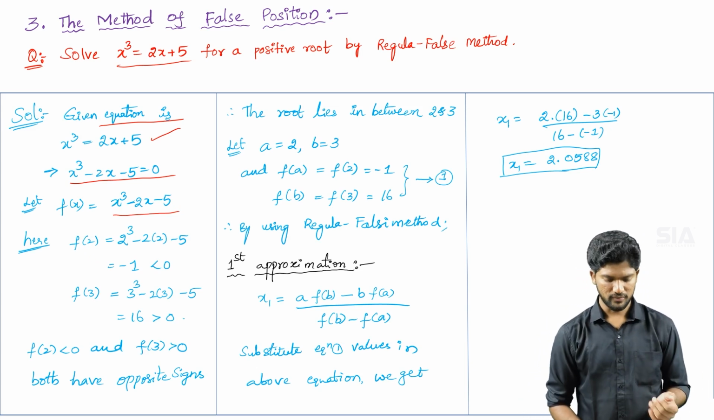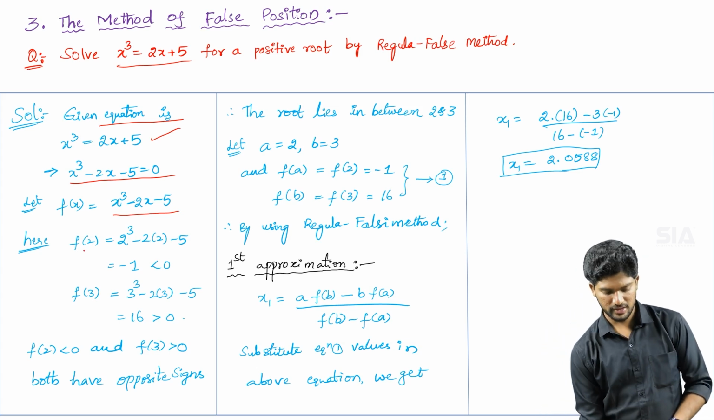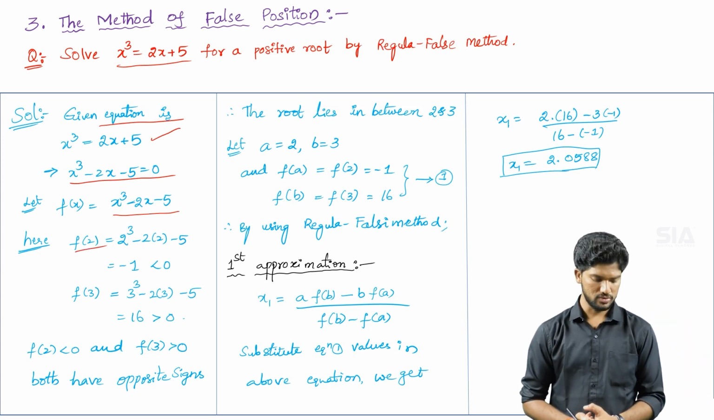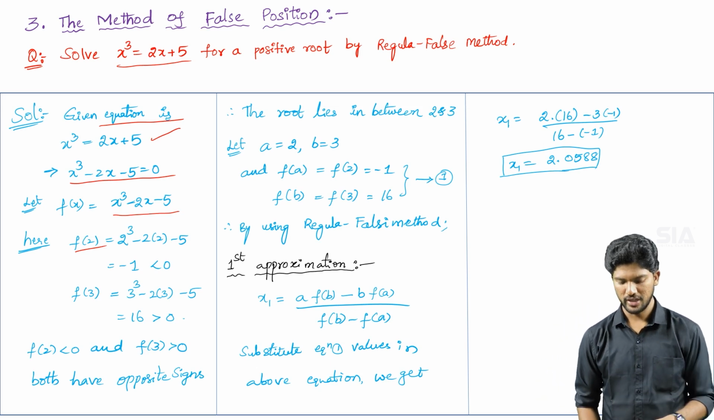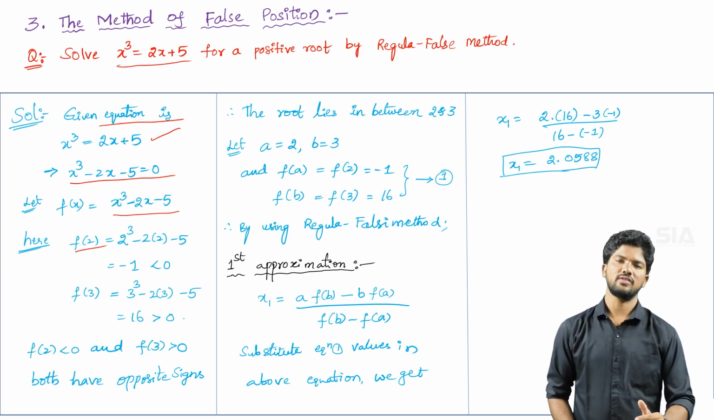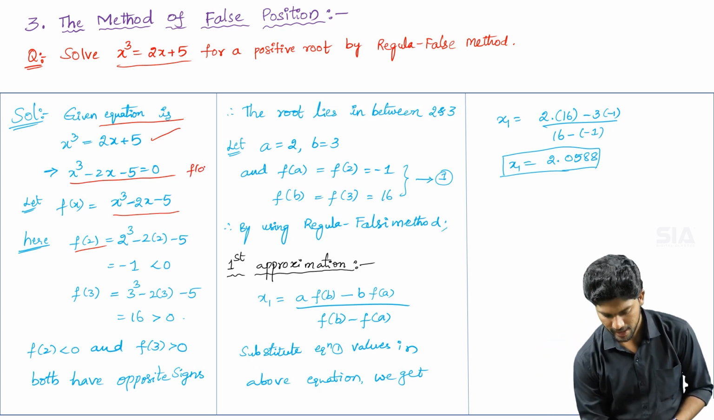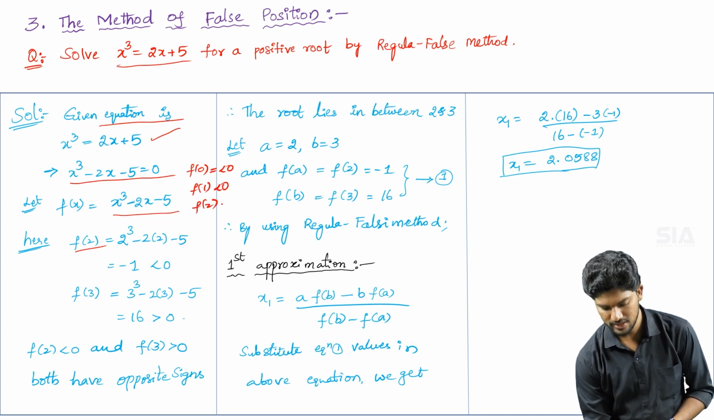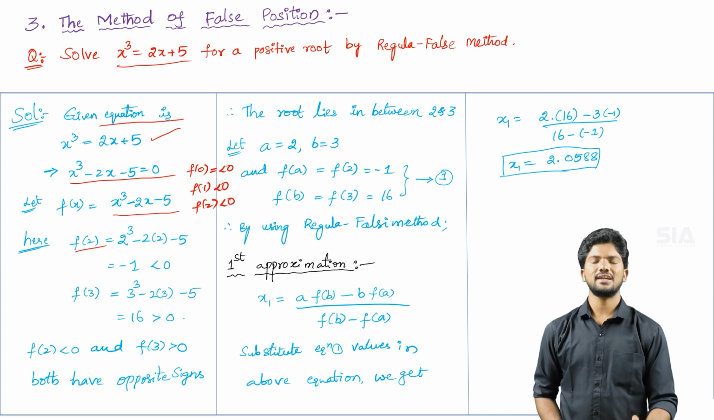If you substitute f of 0, f of 1, now I am starting with f of 2. f of 2 is equal to minus 1, which is less than 0. If you substitute f of 1, what will happen? f of 1 is also negative. f of 0 is also less than 0, f of 1 also less than 0, f of 2 also less than 0. So consecutively 3 values you got less than 0.